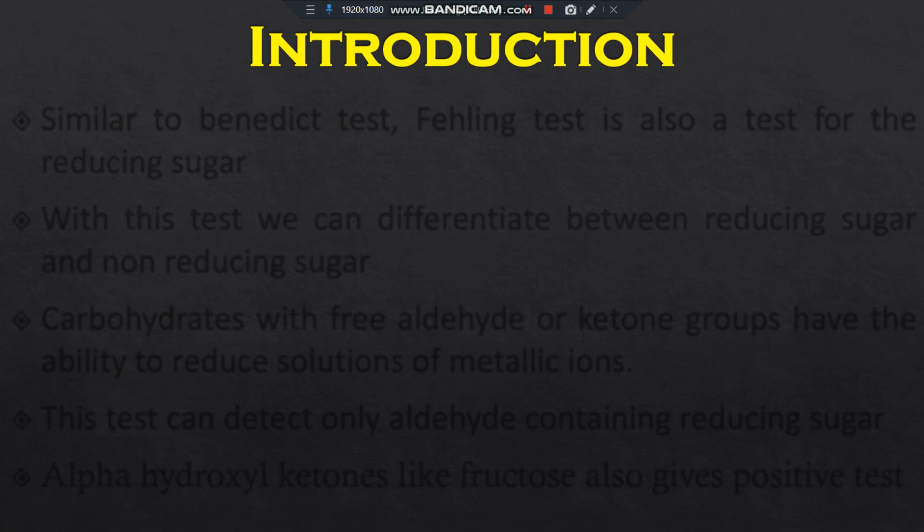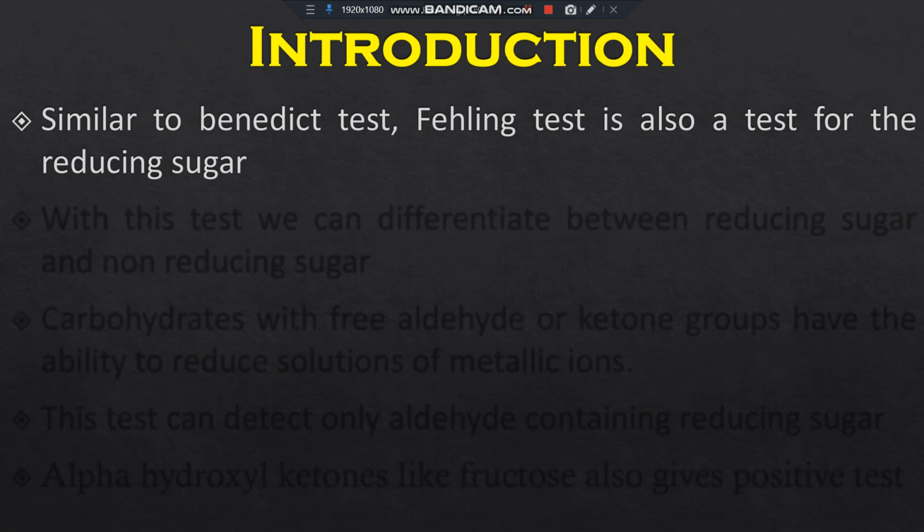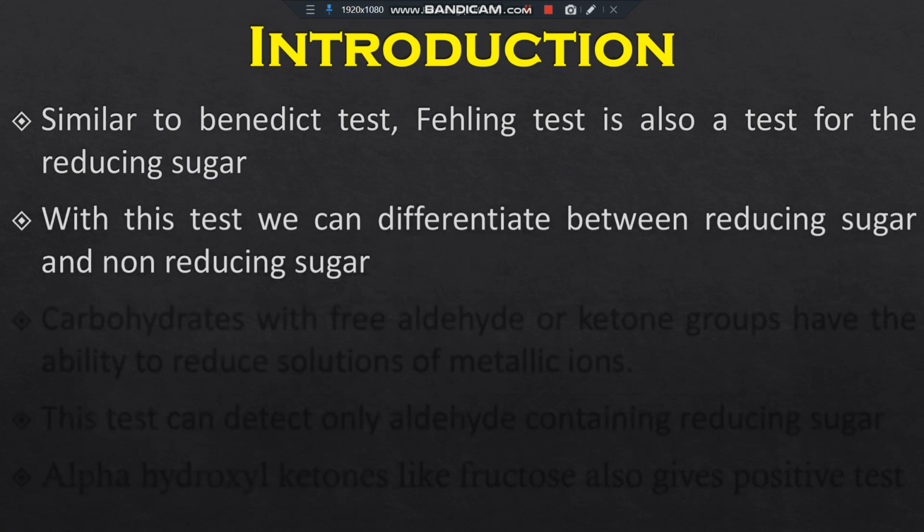Similar to the Benedict test, the Fehling test is also a test for reducing sugar. As we already know what reducing sugar is, and I have discussed it in my previous lectures, I will give the link in the I button as well as in the description. Reducing sugars are those sugars which have free aldehyde or free ketonic groups. With this test we can differentiate between reducing sugars and non-reducing sugars.